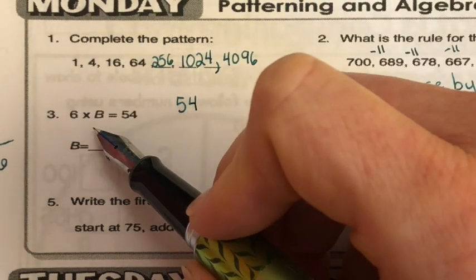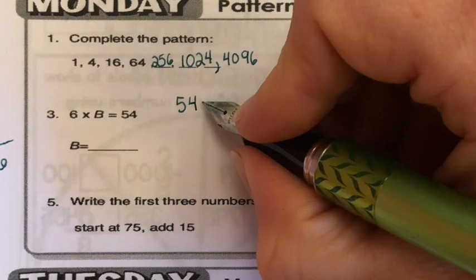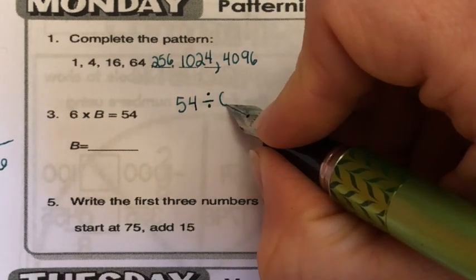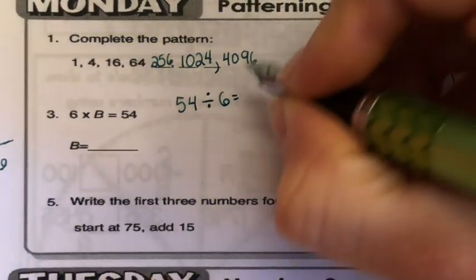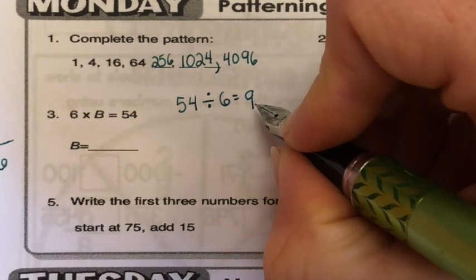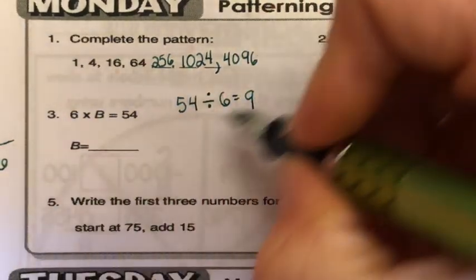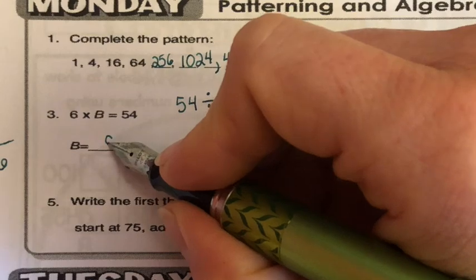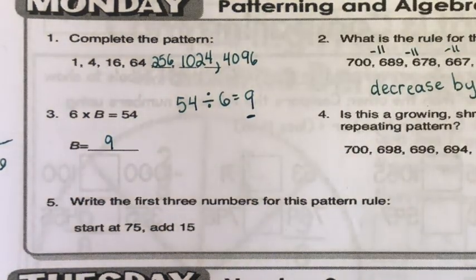And what's the opposite of multiply? Right, divide. 54 divided by 6. 54 divided by 6 is 9, because 9 times 6 is 54. So B is 9. I don't know why I yelled B, but I was excited.